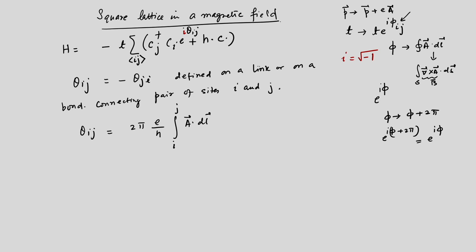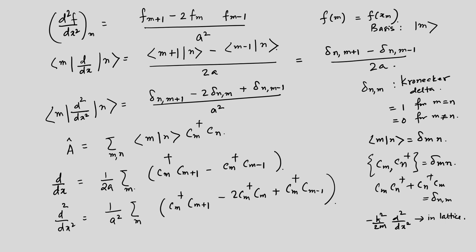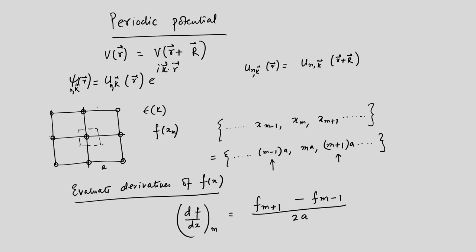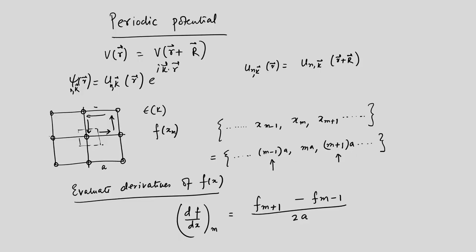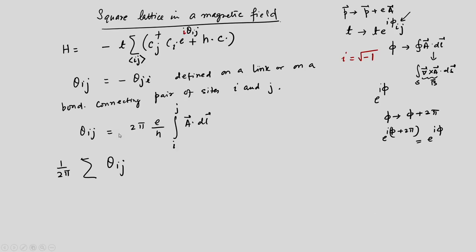Now what can be done is that I take this 2 pi down, and then I sum over all the theta ij's as I go like this, then like this, then like this, and then like this. Why do I go around a particular plaquette? This is called a plaquette. I go around a plaquette because in order to understand the flux that threads it, these hoppings would be related to the flux that threads this area which is shaded like this. So in order to do that, let us sum over all of this around a plaquette area.